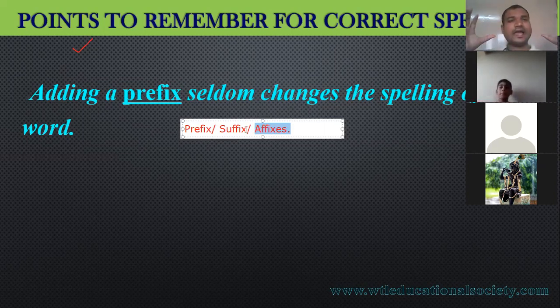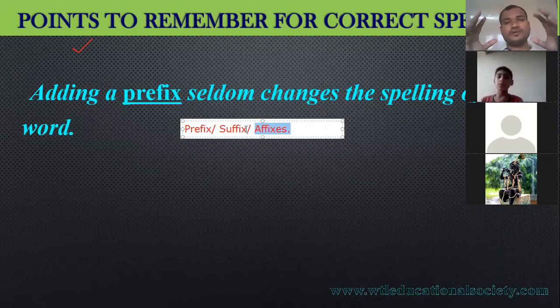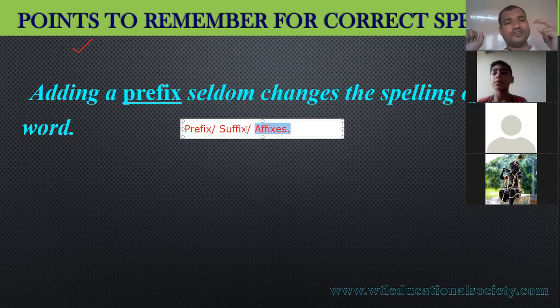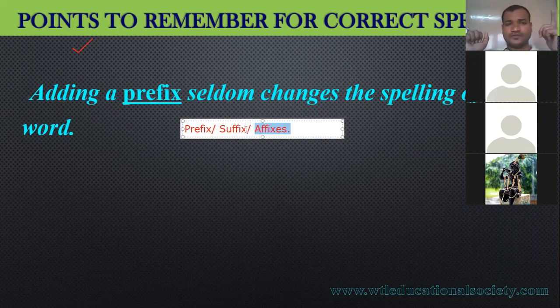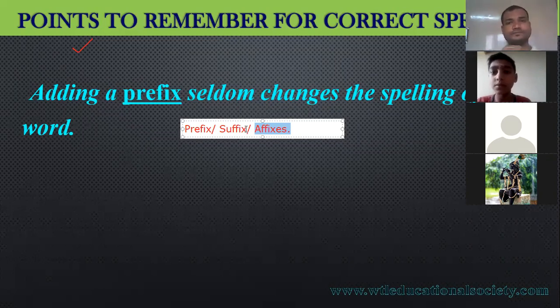Affixes means adding some letters to the main word or base word, or simply we can say principal word also. Adding of letters to the principal word or main word is known as affixation. So affixes are two types, prefixes and suffixes. Pre, what is meant by pre?